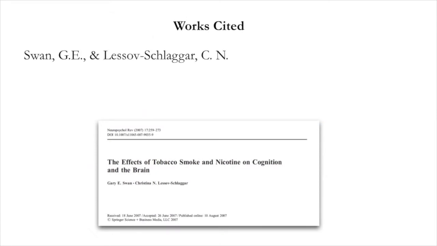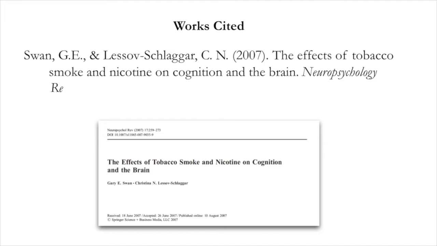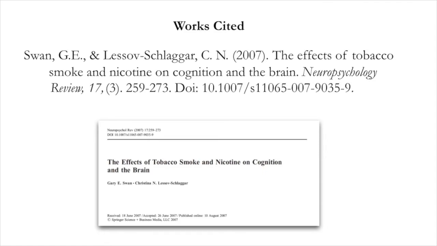In parentheses, put the year, title of the article, full stop, title of the journal, in italics. Put the volume number, also in italics, comma, issue number, in parentheses, followed by a full stop. Put page numbers, first, dash, last, followed by a full stop. DOI, colon, and the number.